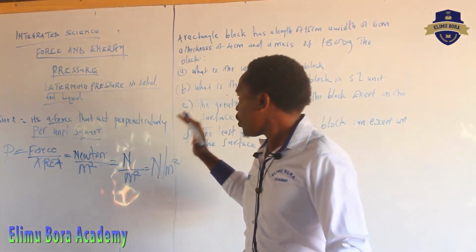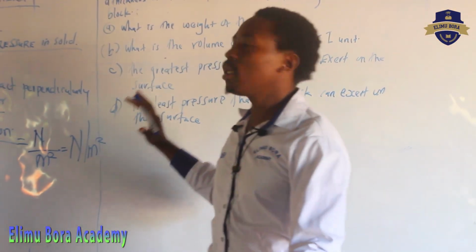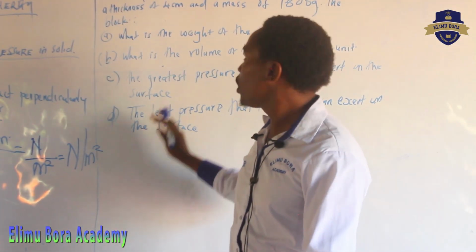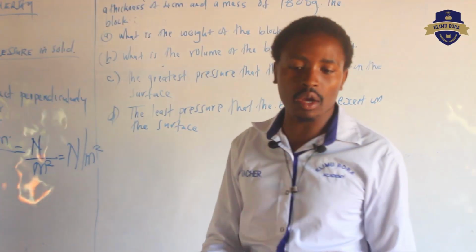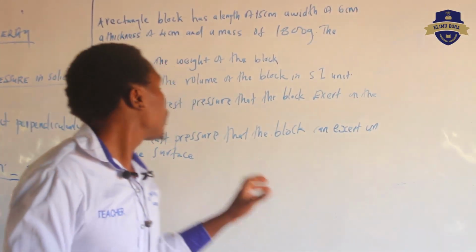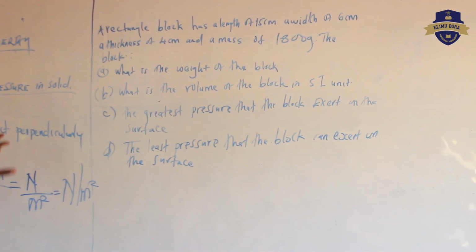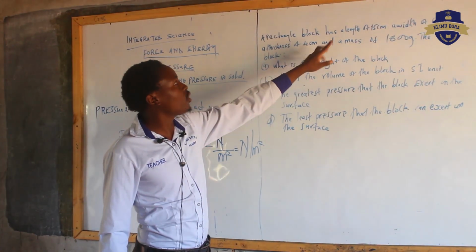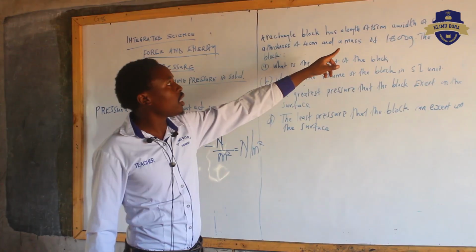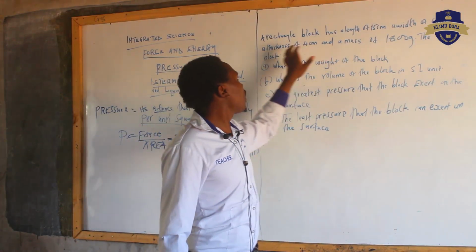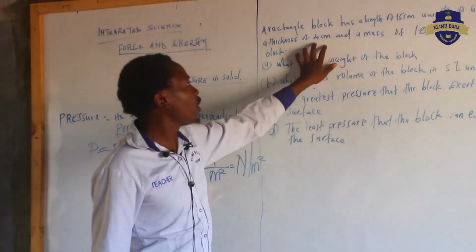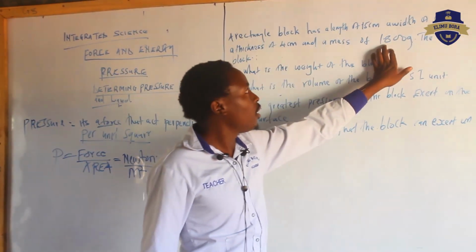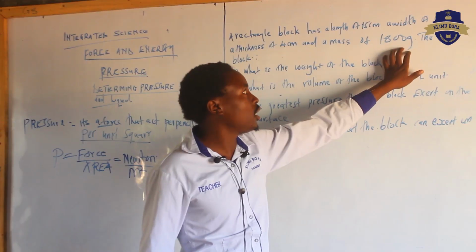Now, today you are to determine how to get the pressure when you are given such a question. Like, here you have an illustration of a question where they're talking about a rectangular block that has a length of 15 centimeter, a width of 6 centimeter, and a thickness of 4 centimeter. And the mass of 800 kgs.